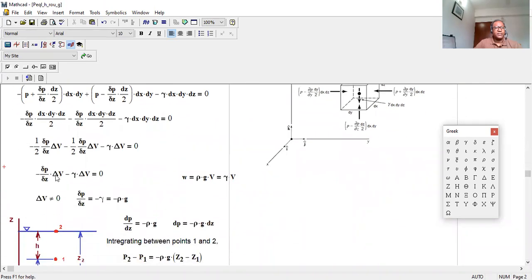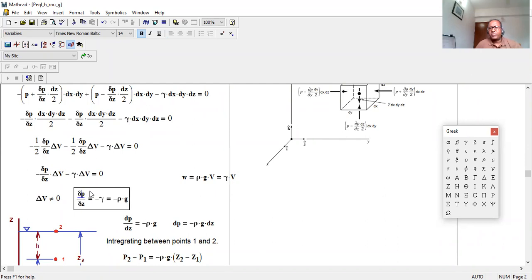Now you see del V, the volume, cannot be 0. So you are getting del p by del z equal to minus gamma, or minus rho g. So what do you see? That means the fluid pressure along the z direction, the vertical one, is changing; it is no more constant.